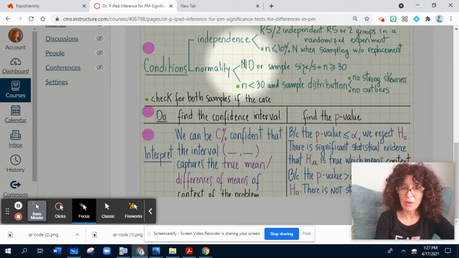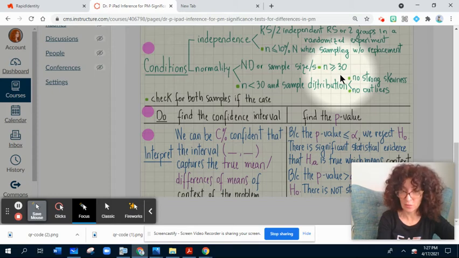So normality, we have two situations. First situation, to be given the normal distribution of the sample, it's not our case, or the sample sizes are sufficiently large, greater than 30. And this is our situation because we have 100 and 110 patients.